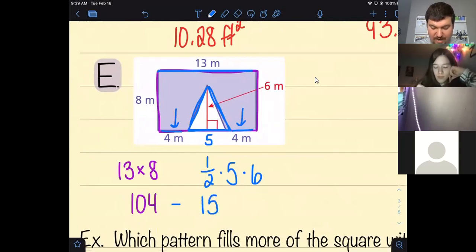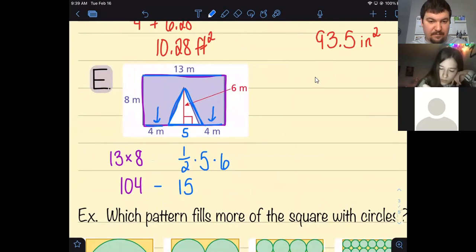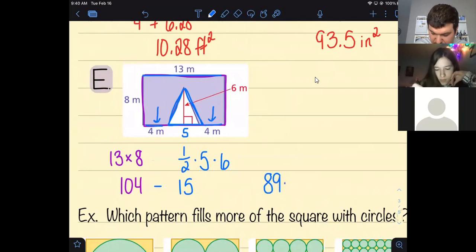So we're going to subtract these areas away, because this particular composite shape has a piece that's missing. And so that's why we're going to subtract. So 104 minus 15 is 89. 89 meters squared. Okay.